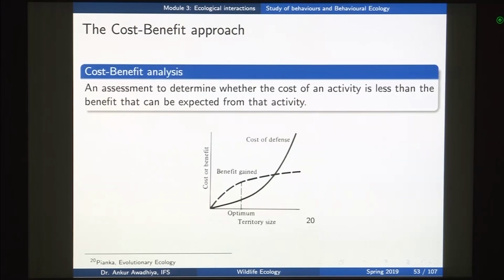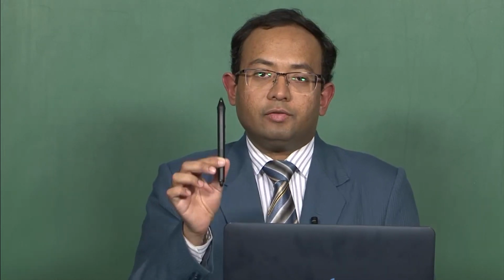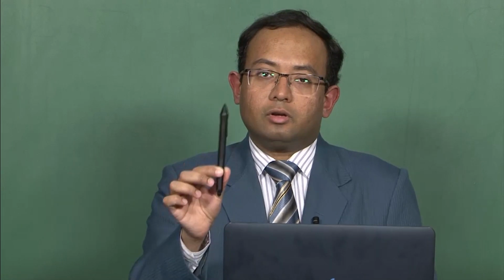One fundamental approach through which we understand behaviors goes by the name of the cost benefit approach. Cost benefit analysis is an assessment to determine whether the cost of an activity is less than the benefit that can be expected from that activity. To give a simple example, suppose the cost of this pen is say 10 rupees, and the benefit that I will derive by getting this pen is say 15 rupees. In that case I will go and get this pen. That will be a behavior.